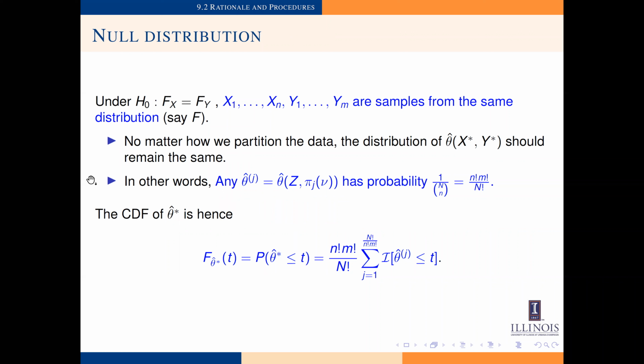In this case, the CDF of theta hat star is given by F theta hat star of t, and that's equal to the probability that a random variable theta hat star is less than or equal to a constant t. And that is simply 1 over N choose n, so n factorial times m factorial divided by N factorial, times the sum over all j's from 1 to N choose n of the indicator evaluating whether theta hat j is less than or equal to t. This should look kind of familiar to you because this is the same as our empirical distribution, so our empirical CDF.